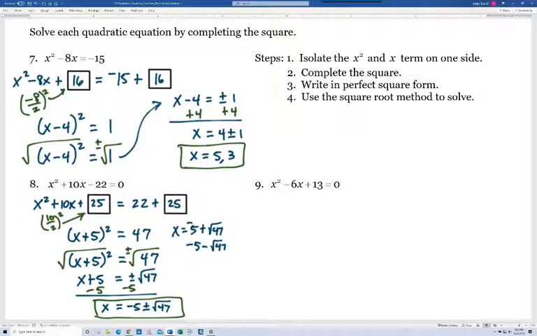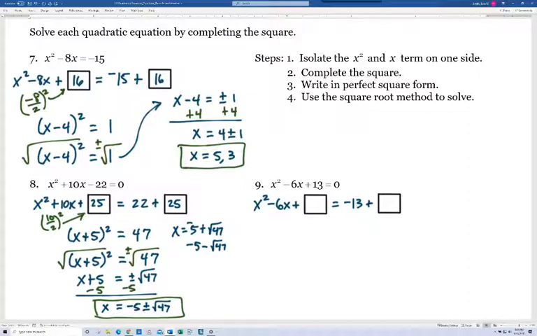So again, we've got to start the same way. I'm going to need to subtract 13 on both sides. And so we get x squared minus 6x is equal to negative 13. So I need to complete the square on the left, and whatever I'm adding on the left, I'll add on the right. And by the way, I like to use the little squares just because it's a visual of completing the square, but you don't really need the squares. It's just a Mr. Smith thing.